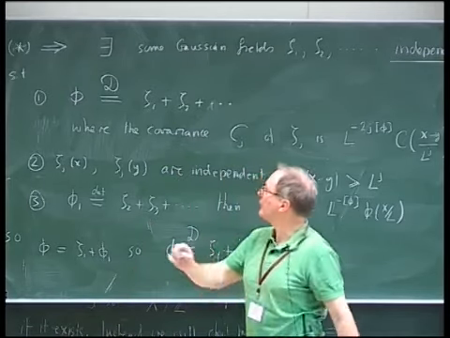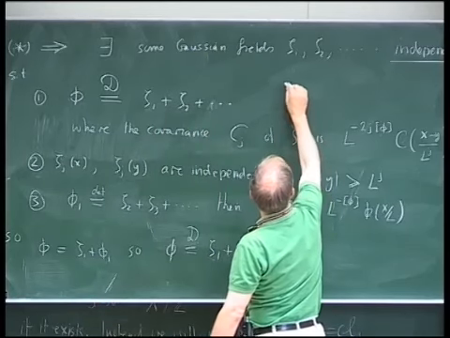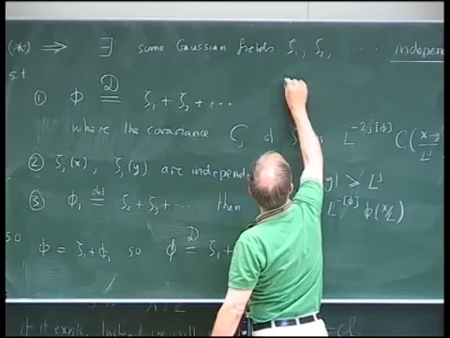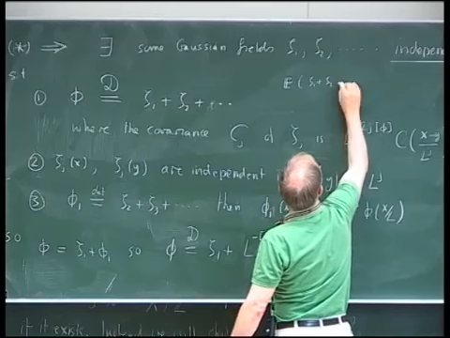What would be the covariance of this phi? Well, these guys are independent. So when you form the covariance, you're trying to calculate the expectation of zeta 1. Let's just do two of them.